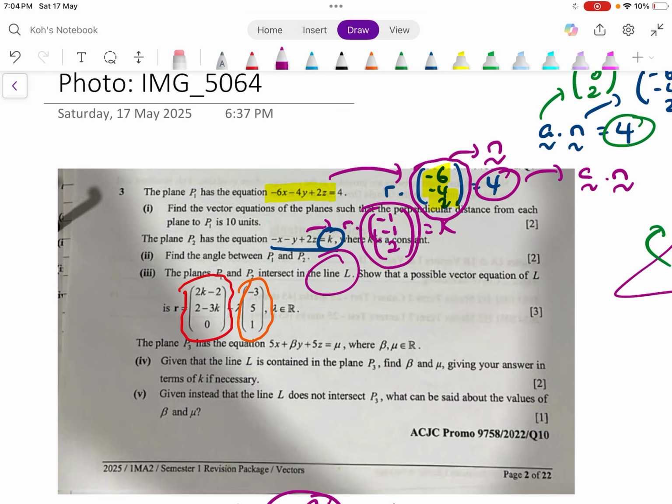Okay, so for part 4, the plane P3 has the equation given as such. With 5x, again your Cartesian equation, you can convert to your scalar product, 5 beta and 5 equal to mu. Given that this line L is contained in P3, meaning the line L lies on the plane P3, find what is your beta and mu, giving your answer in terms of k if necessary.